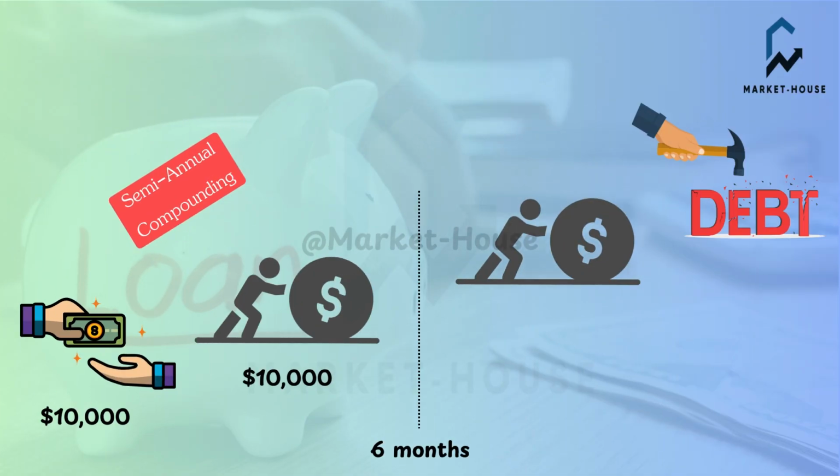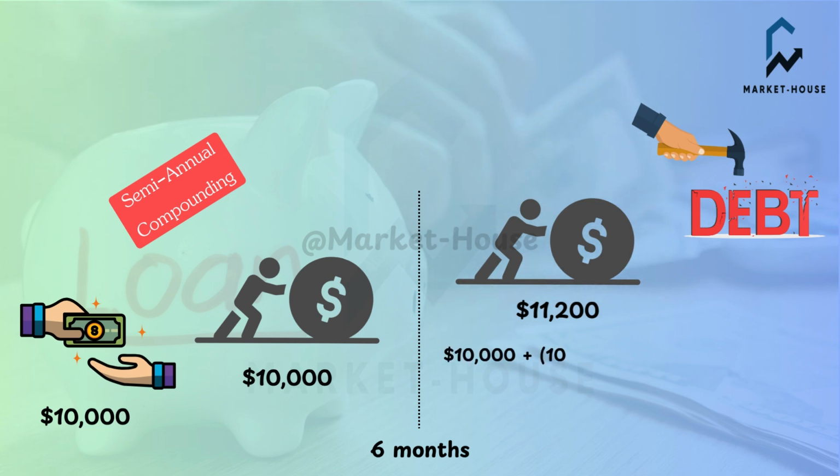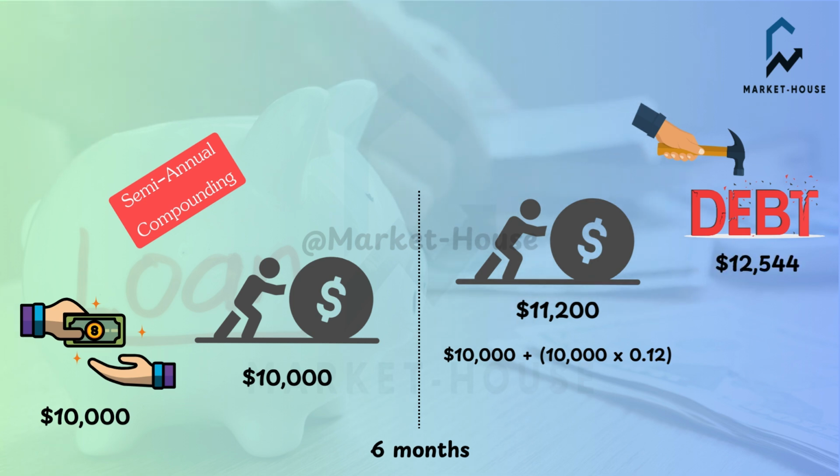With semi-annual compounding, interest is calculated twice a year. After 6 months, your balance grows to $11,200. The $10,000 principal plus 12% interest over the 6 months. By the end of the year, you owe $12,544. That's $144 more than with annual compounding.